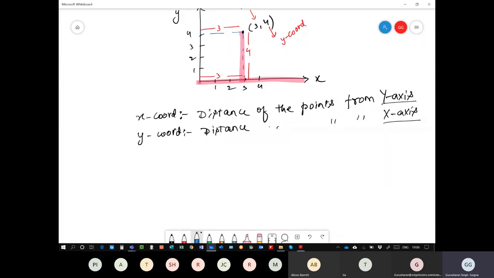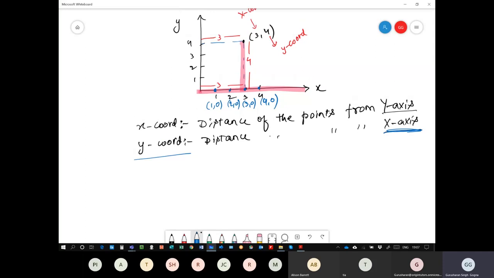So for example, I want to write down the coordinate of, let's say, the first point on the x-axis. It will be 1, 0. Second point would be 2, 0. This would be 3, 0, and this would be 4, 0. So what is the common thing between all of them? Their y coordinate is 0, because y coordinate means distance of the point from the x-axis. Since all these points are on the x-axis, their distance from the x-axis is 0. That's why we always use y coordinate equal to 0 if the point is on the x-axis.